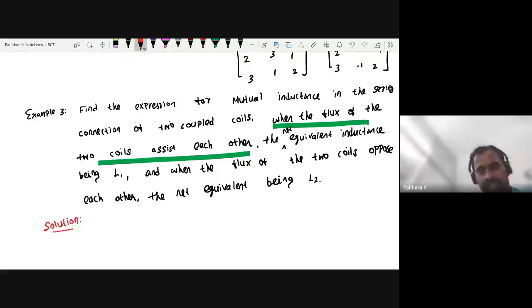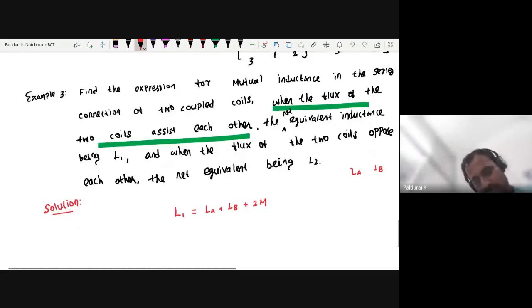First, read the sentence. When the flux of the 2 coils aid each other, in simple words, series aiding connection, the net equivalent is L1. Take 2 coils, namely LA and LB. So the formula is LA plus LB plus 2 times M. Second sentence, when it opposes, obviously it becomes LA plus LB minus 2M.